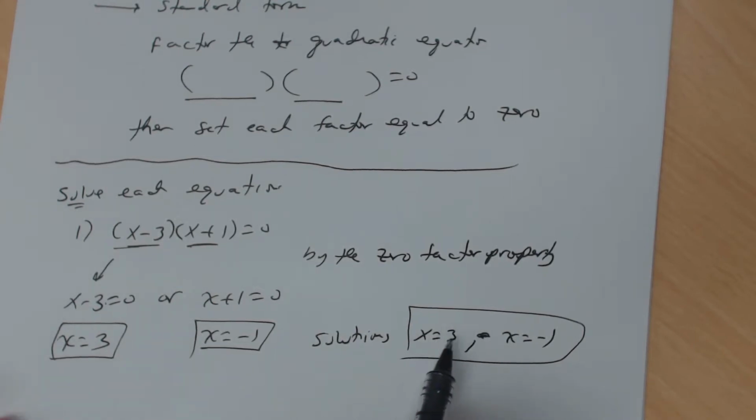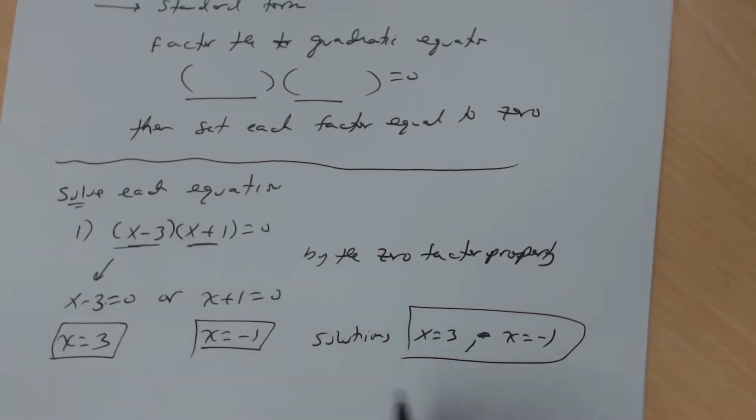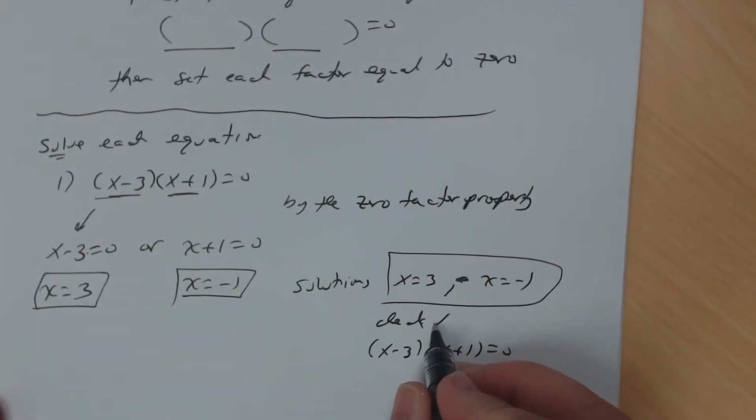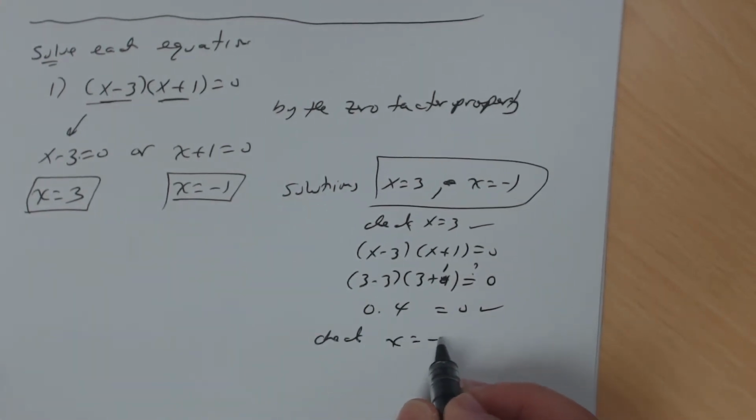Okay, you can always check yourself. Watch. Let's make sure that 3 is correct. I'm checking here. X minus 3, x plus 1 equals 0. So let's check 3. Check x equals 3. So wherever we see an x, you plug in 3. 3 minus 3 times 3 plus 1. I want to see if that's going to equal 0. So I have a little question mark here. 3 minus 3 is 0. 3 plus 1 is 4. 0 times 4 is 0. So 3 works.